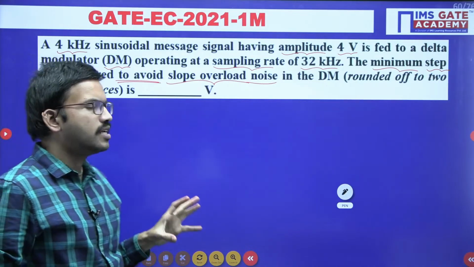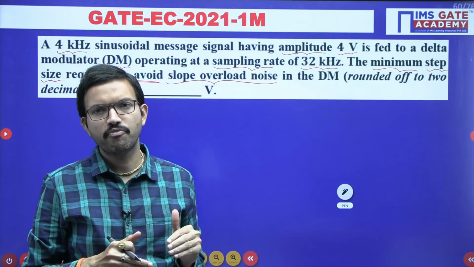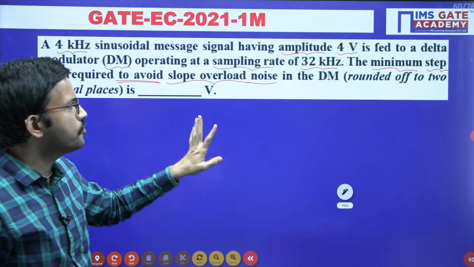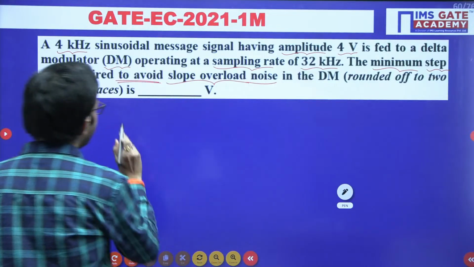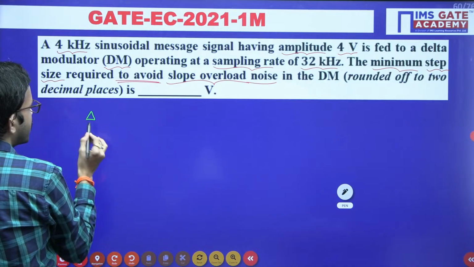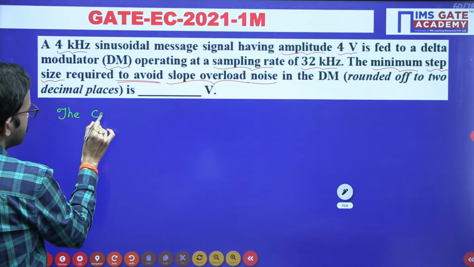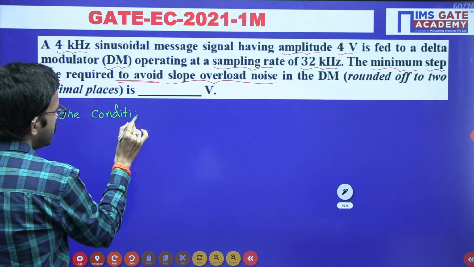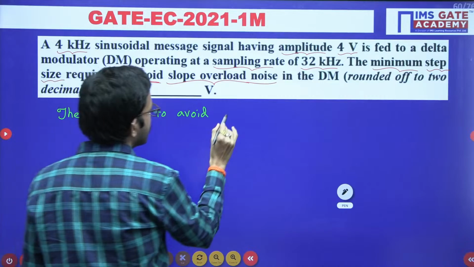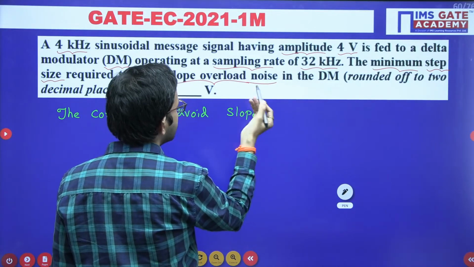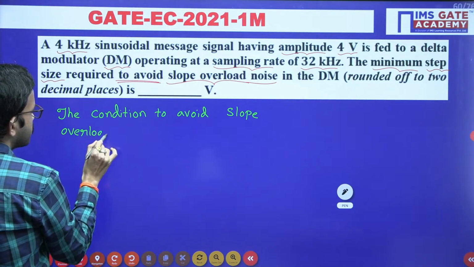Okay. So in general, the slope overload distortion occurs because you are considering the delta value very small when compared to the optimum value, right? Now if you want to overcome that problem, you have to increase the step size, right? So with this understanding, you can write the relation regarding the condition to avoid the slope overload distortion or slope overload noise.